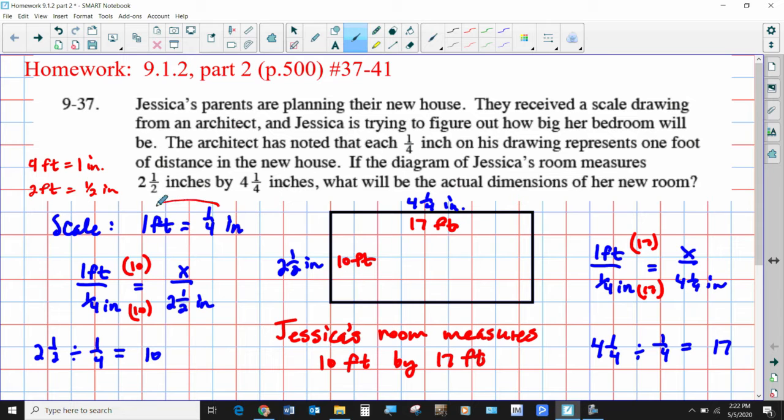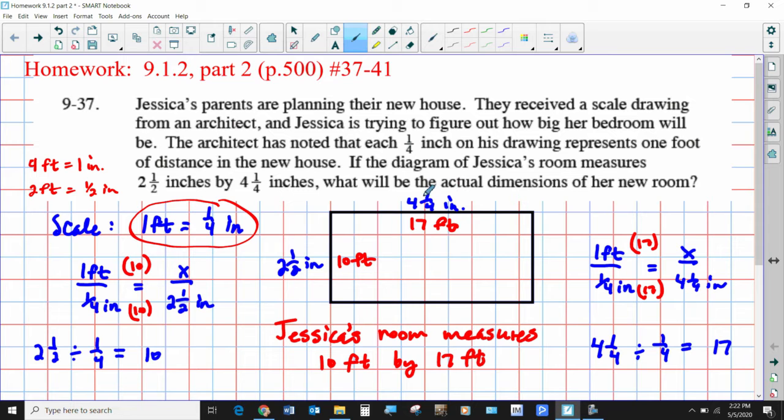Or if you just want to stick with the original scale, how many quarters can you fit into 1 foot? You can fit 4 of them. So you're going to be able to fit a total of 8 quarters into the 2 inches, and then another 2 more for a total of 10 of them. So 10 quarters fit into 2.5. So that means that 2.5 inches on the diagram, on the picture, is going to be 10 feet in real life.